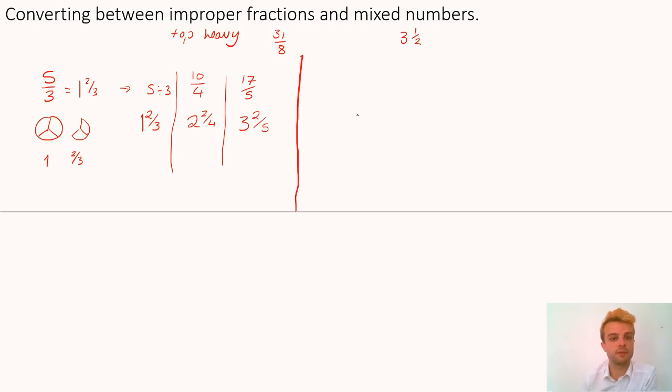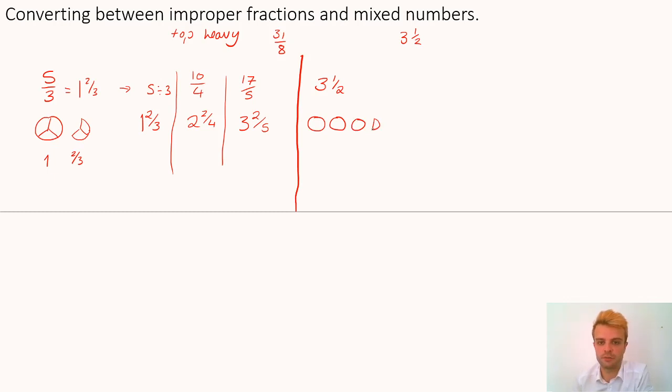So that's going one way. How do we go the other way? How do I take a mixed number like these ones here and turn them into top-heavy fractions? Let's take our 3.5 from earlier. 3.5, again, I'll draw a picture. 3.5 looks like this.